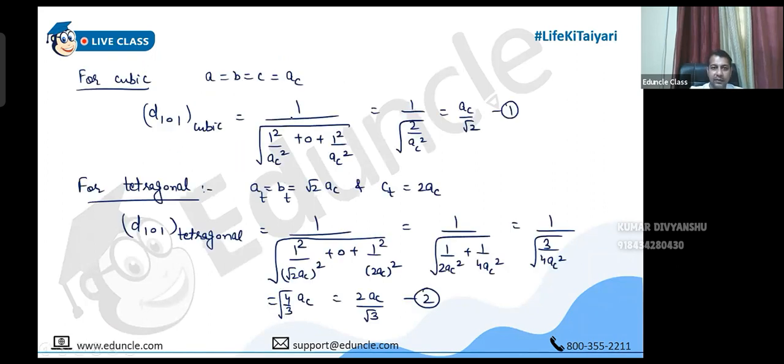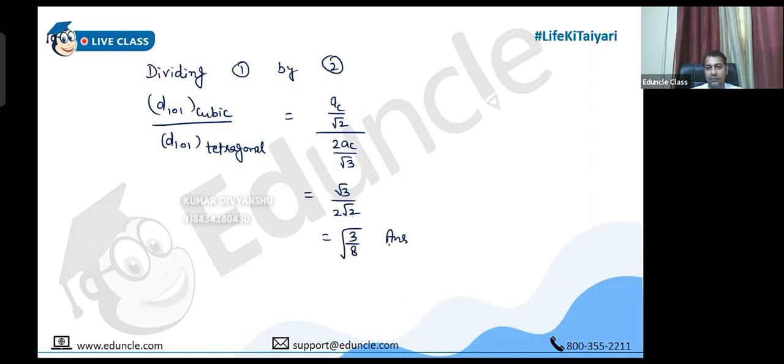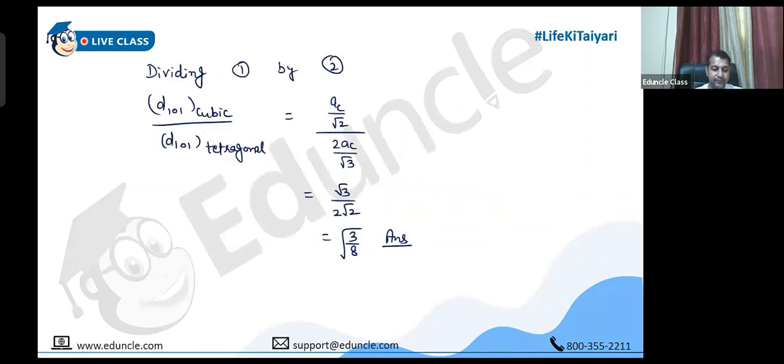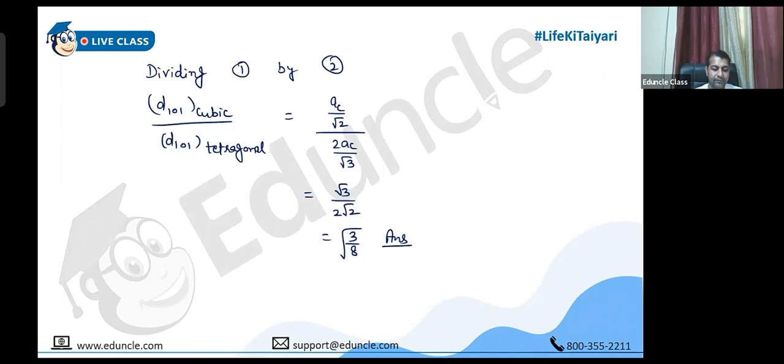So cubic is AC by root 2 and tetragonal is 2AC by root 3. So it will be root 3 by 2 root 2. We can write it in this manner. So this is the answer: square root of 3 by 8. So C option. Please check. Done, everyone? Yes, sir.